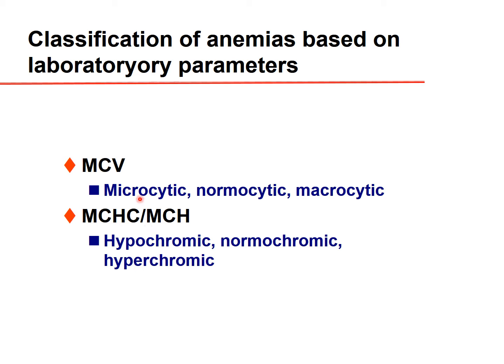Now, usually, because what we have inside the red blood cells is hemoglobin, that's the major content of the red blood cells. This is why microcytic anemia is associated with hypochromia, normocytic usually has normochromia, and macrocytic has more hemoglobin. This is why those are usually hyperchromic.